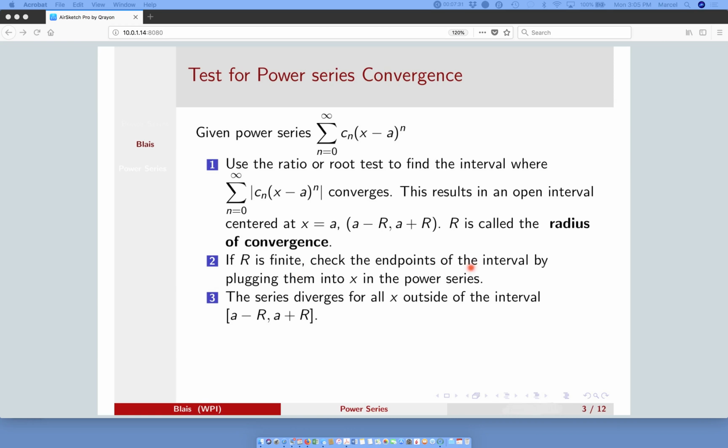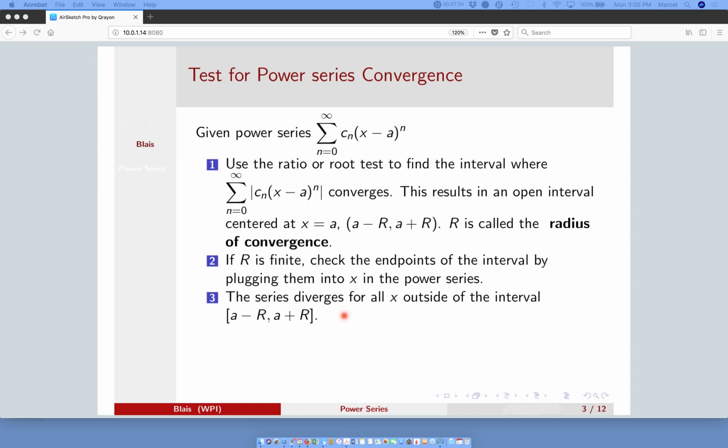Since if R is finite, we need to check the endpoints. And the way you do that is you just take those values, plug them in for x. And the series diverges for any x outside of a minus R, a plus R. All power series questions, when you are asked for the interval of convergence, are done this way.